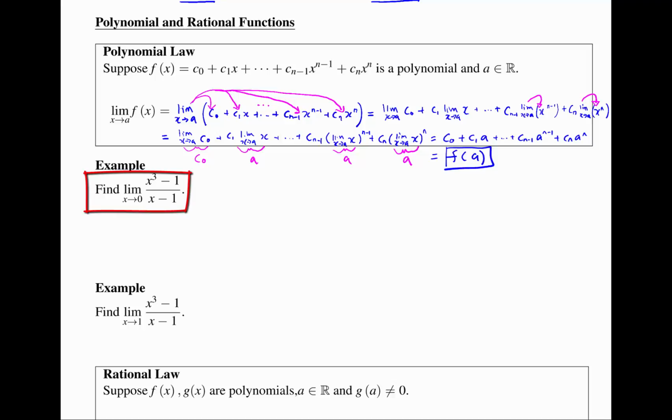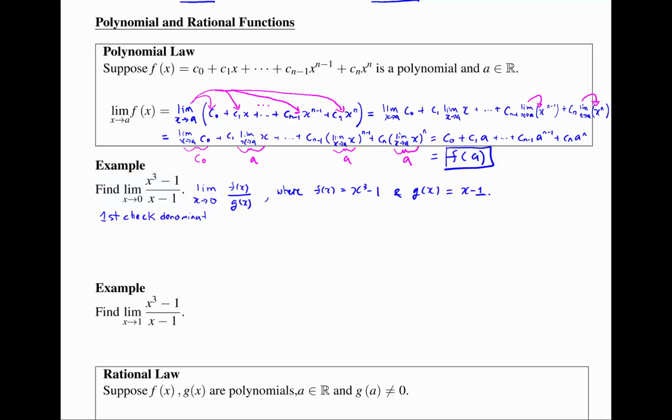Find the limit as x goes to 0 of x cubed minus 1 over x minus 1. The numerator, f, is x cubed minus 1, and the denominator is x minus 1. The limit as x goes to 0 of g of x, x minus 1, is equal to minus 1. And that's not 0. So the quotient law applies, and we can just push the limit through the quotient.